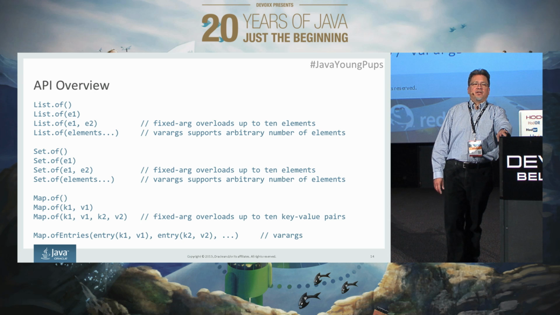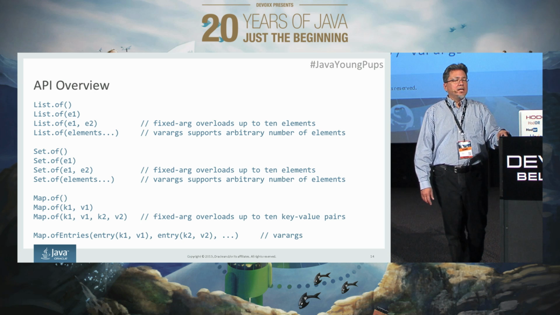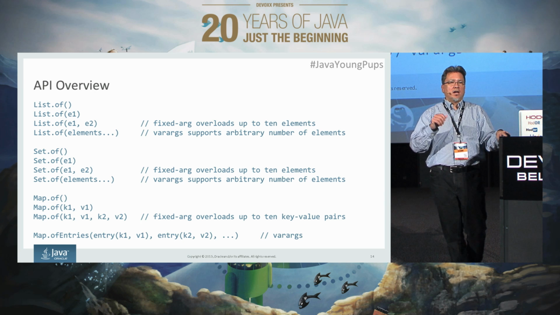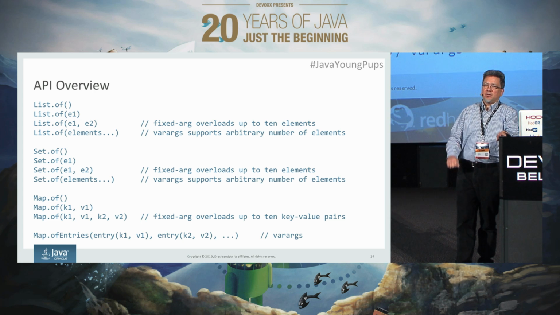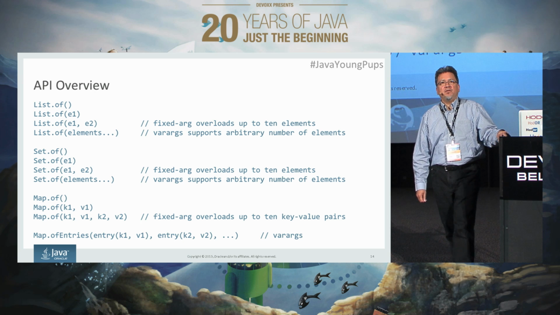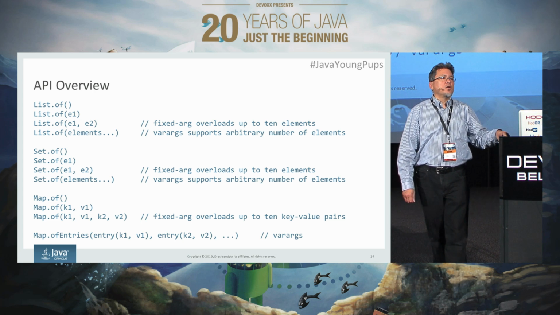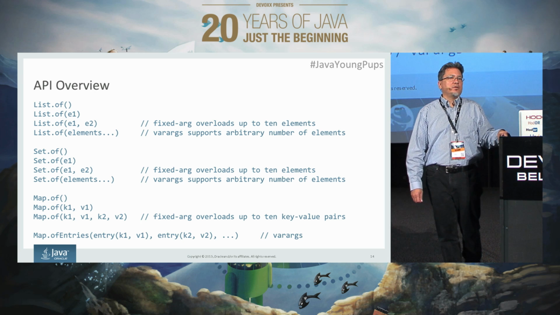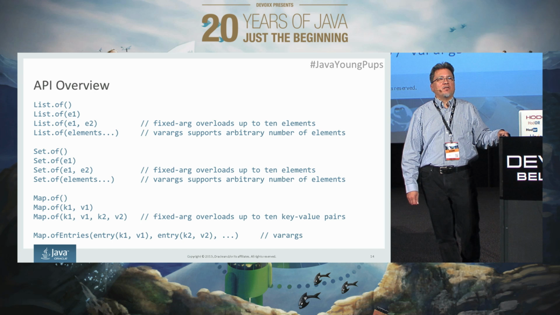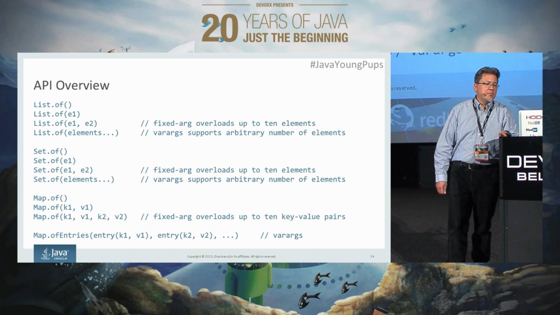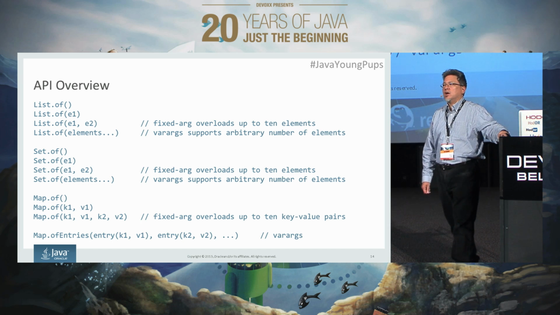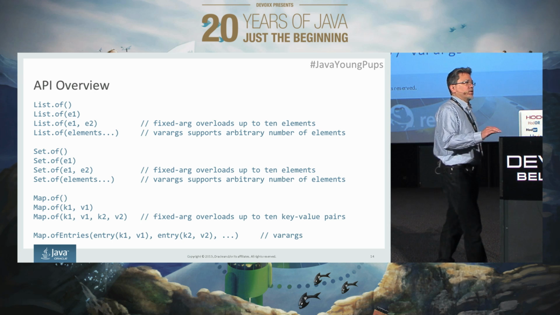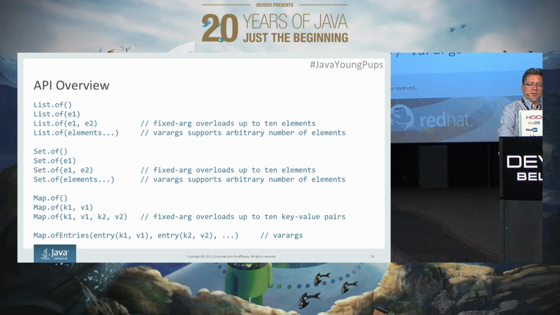Map is a little bit different. Maps, instead of being what we say is a linear collection of elements of a single type, contain key value pairs that are of a different type. And so in order to make things convenient, we're providing a fixed arg set of overloads for Map up to 10 key value pairs. Now, if you want more than 10 pairs, we have a problem. And so what we settled on was Map.ofEntries with a varargs parameter of Map.Entry. And so we created a convenient way to create Map.Entry objects. I'll talk a little bit more about that later.